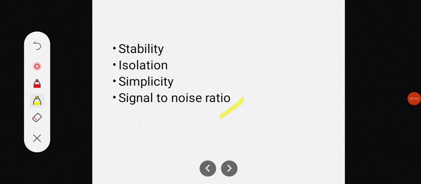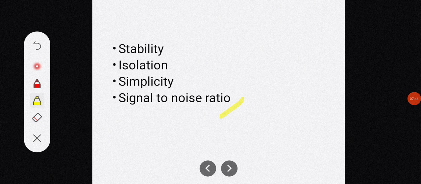So what is the requirement? The requirement is that the signal to noise ratio should be as high as possible. So basically what is signal to noise ratio? It is the ratio between the output magnitude of the instrument and the noise level. So what is the requirement for an ideal instrument? The signal to noise ratio should be as high as possible.